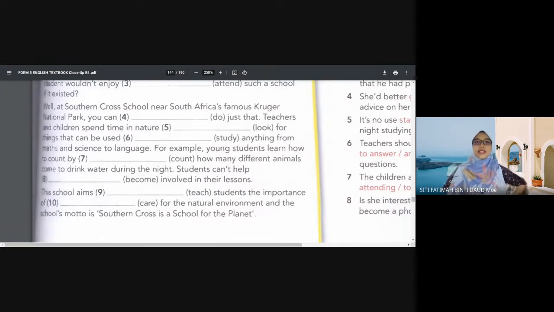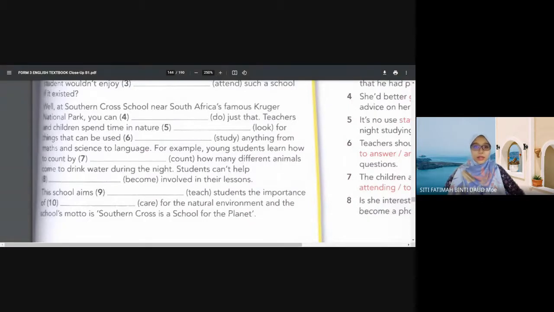Looking for things that can be used to study or studying. This one should be easy. Yang boleh digunakan, that can be used. What's the answer? To study. Very good. To study anything from maths and science to language. For example, young students learn how to count by, remember this is preposition, by counting. Very good. How many different animals come to drink water during the night? Oh, very nice. So you learn counting by counting the animals.